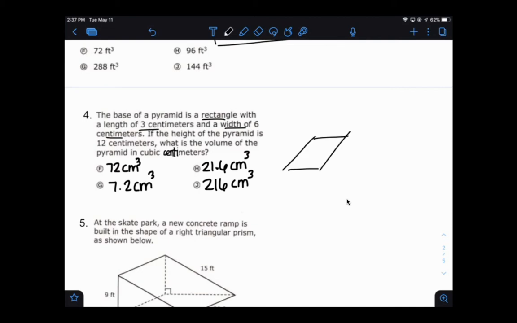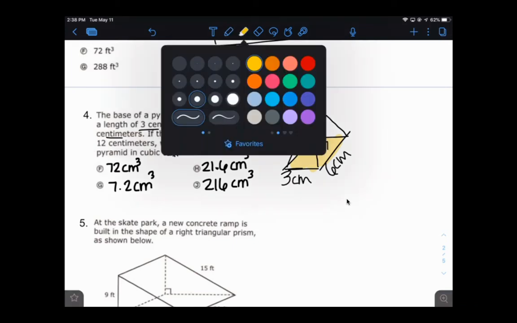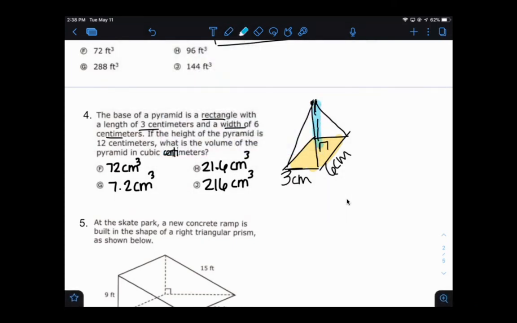That would be like the rectangle. Let's pretend, right? And then it's a pyramid, so that means it's only one base, right? And so we have here, this is the base, it's a rectangle. It says that it has 3 centimeters of length and 6 centimeters of width. And then it says the height of the pyramid, which is the height that is measured towards the base, making a right angle. The height of the pyramid, right here, I'm going to put it in blue, is 12 centimeters.